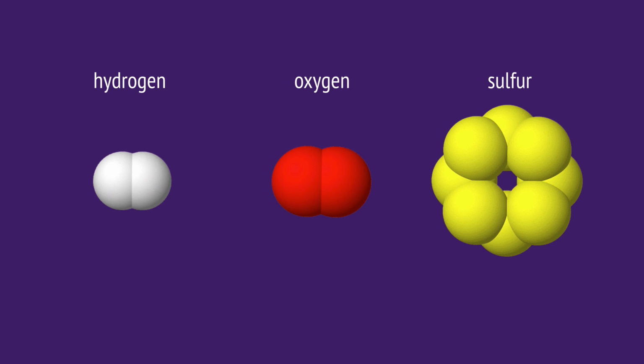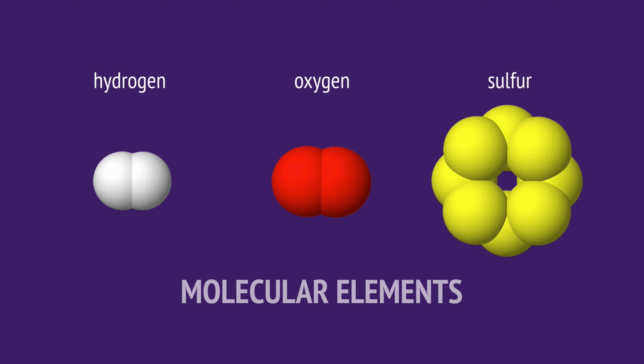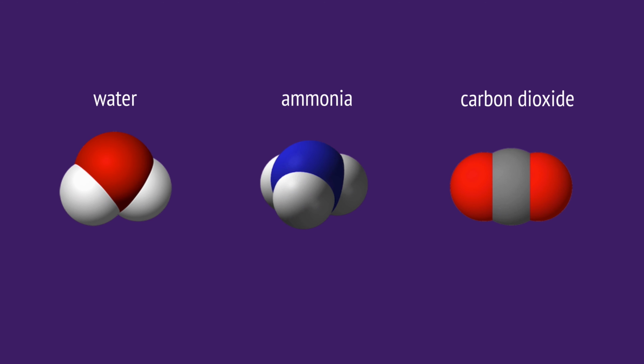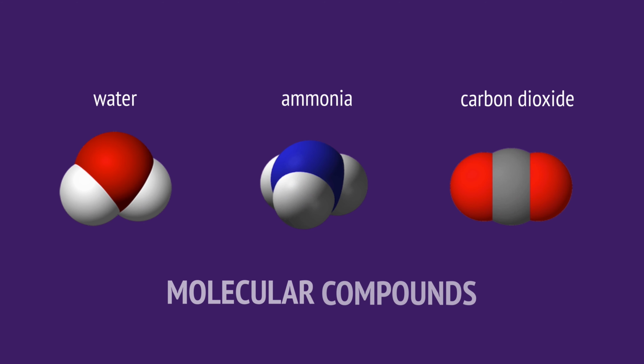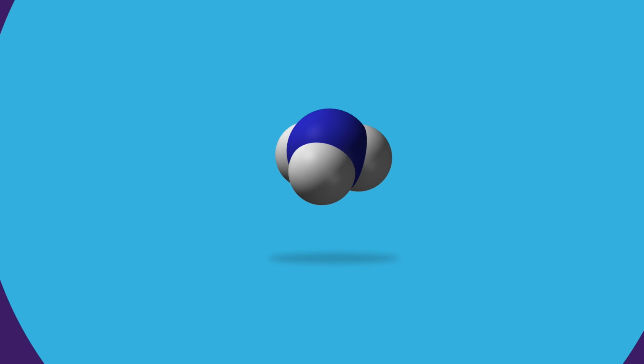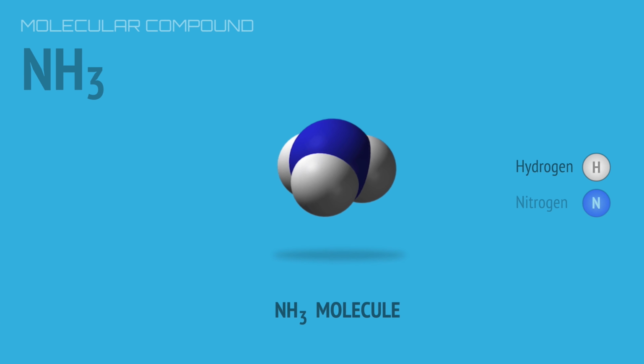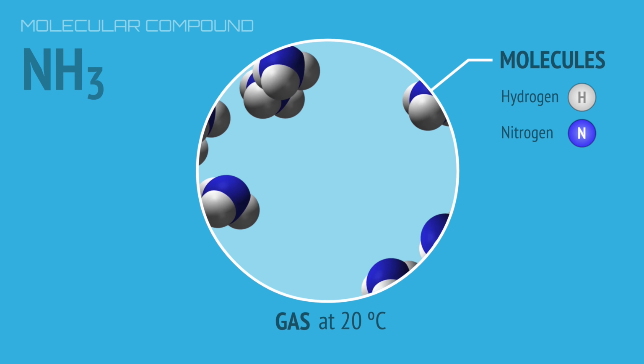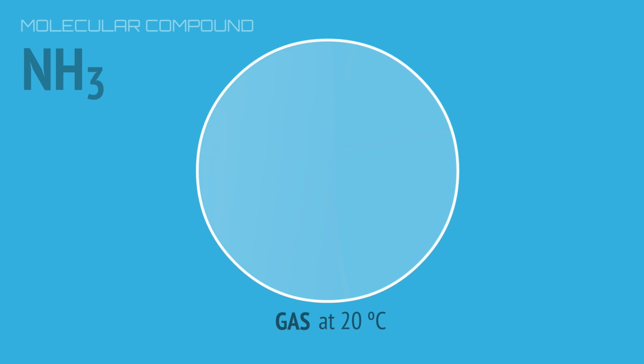Hydrogen, oxygen, and sulfur are examples of molecular elements, whereas water, ammonia, and carbon dioxide are examples of molecular compounds, having different atoms in their molecules. This molecule has 3 hydrogen atoms bonded to a nitrogen atom. These molecules exist as a gas at room temperature, the units of matter that make up the compound ammonia.